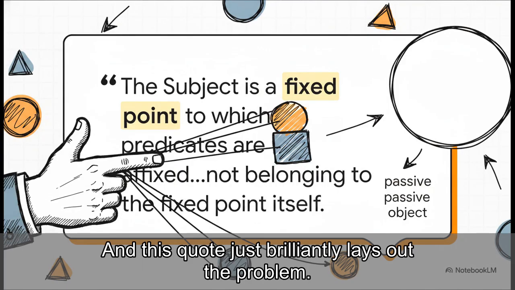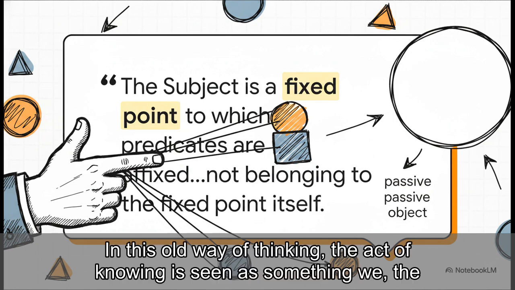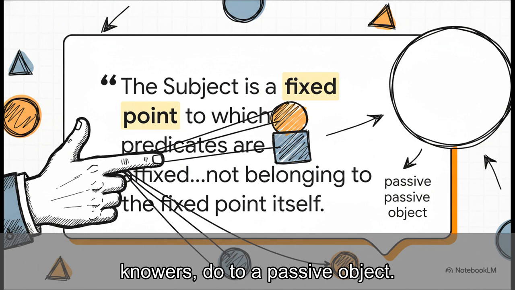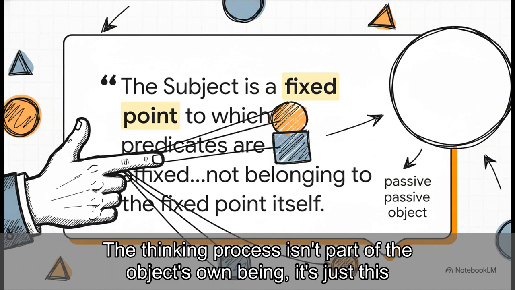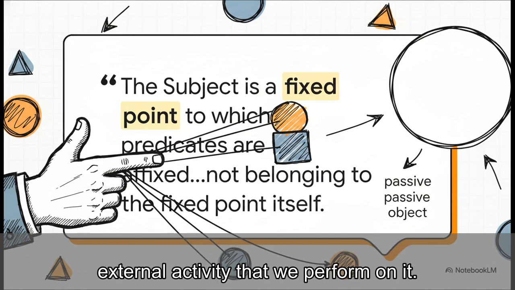And this quote just brilliantly lays out the problem. In this old way of thinking, the act of knowing is seen as something we, the knowers, do to a passive object. We are the ones attaching the labels. The thinking process isn't part of the object's own being, it's just this external activity that we perform on it.